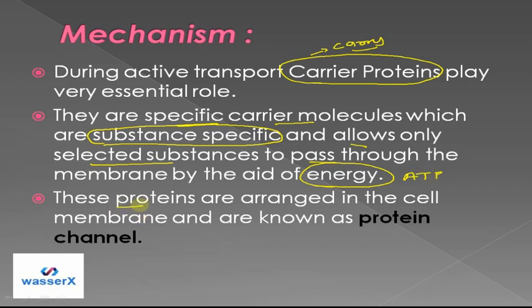These carrier proteins are arranged in the cell membrane and are known as protein channels. If this is my cell membrane, then these carrier proteins are arranged this way. So they form a channel. That's why we call them a protein channel.